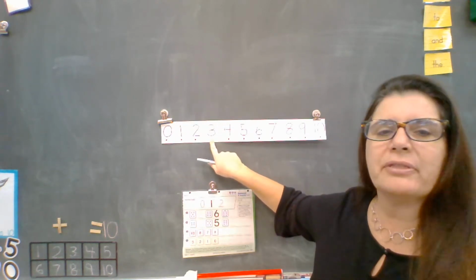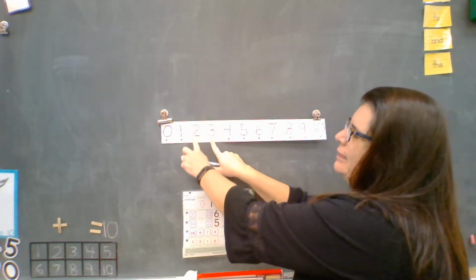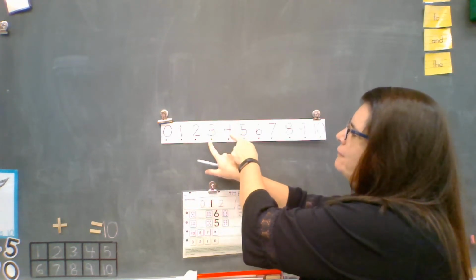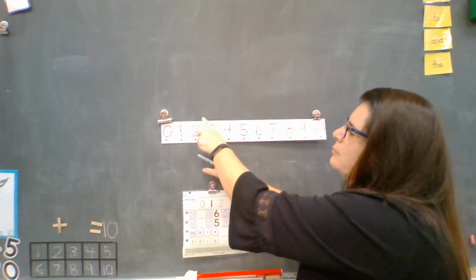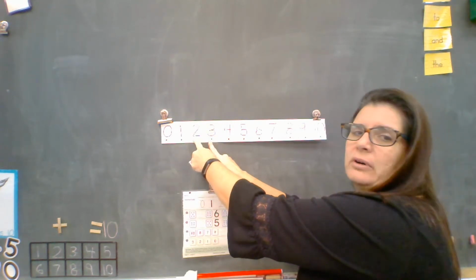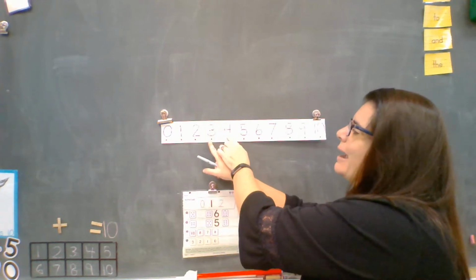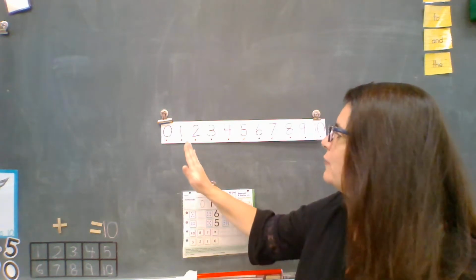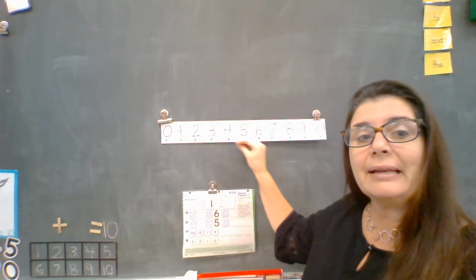So if I'm looking at the number 3, the number before 3 is 2. The number after 3 is 4. So one before it, one more after a number. Then we're also going to find the smallest number in a sequence of numbers, and put them in order, smallest to biggest.